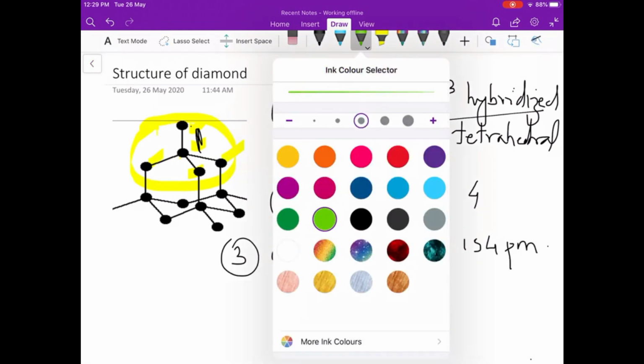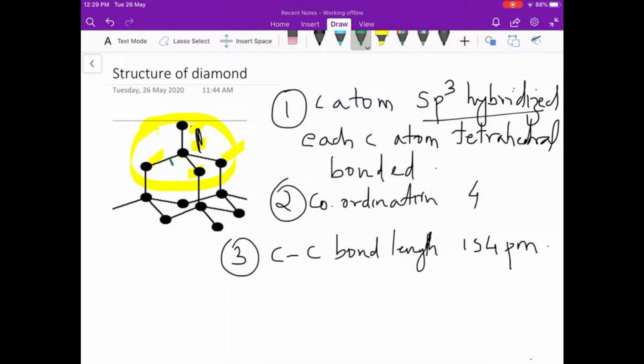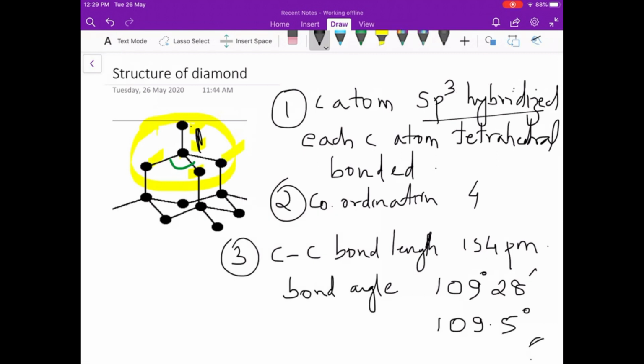So okay, let me use this color. Bond angle means here between this and this, this bond angle. This very bond angle is a normal bond angle for a tetrahedral structure. You know, this is normal, 109 degree and 28 minute. Approximately we can call it 109.5 degree.